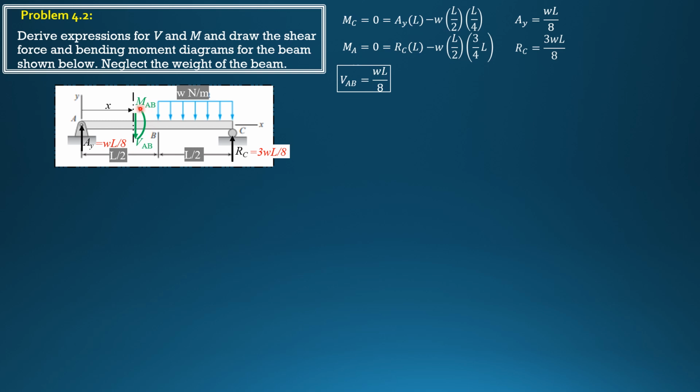For moment, you just sum up moment about the section, clockwise positive. So WL over 8 times X and nothing more. So MAB is WL over 8 times X.